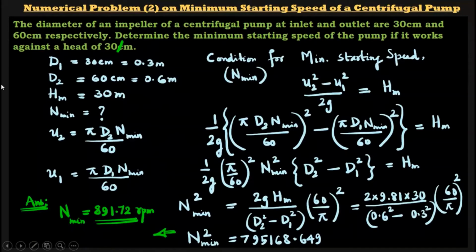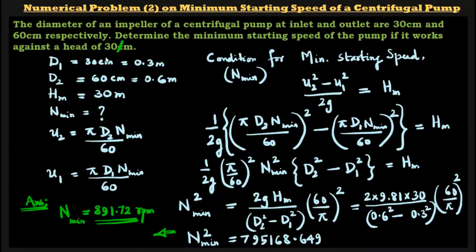The diameter of an impeller of a centrifugal pump at inlet and outlet are 30 centimeters and 60 centimeters respectively. So inlet diameter D1 and outlet diameter D2, inner and outer diameters, are given. Then determine the minimum starting speed of the pump if it works against a head of 30 meters. Actually, it is 30 meters. So it works against a head of 30 meters. So the total head against which the pump has to work, you know that is manometric head.